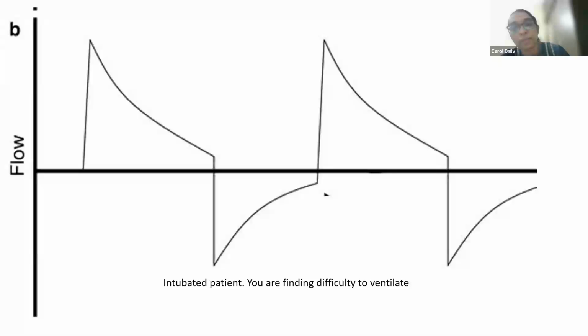Okay, so where else can I be able to appreciate this auto-PEEP? One is over here in the flow time scalar. Anywhere else in the ventilator? In flow volume loop, we can identify, ma'am. Yes, in the flow volume loops also you will be able to identify this auto-PEEP.